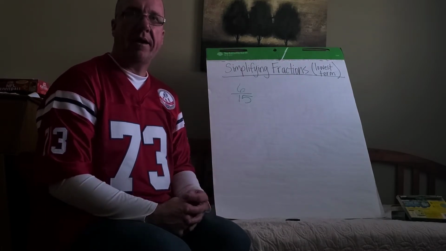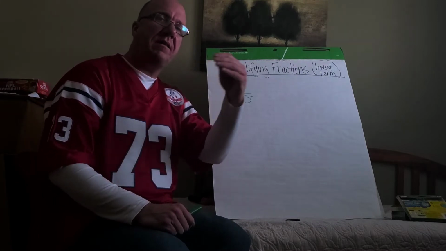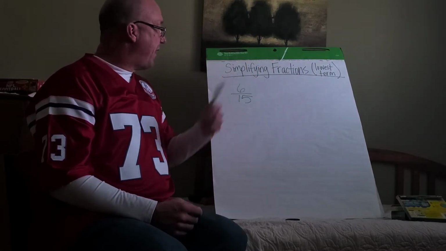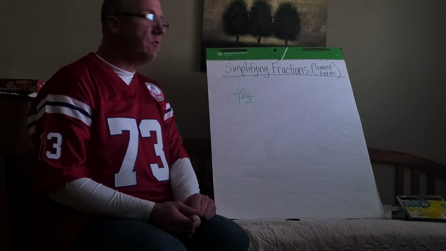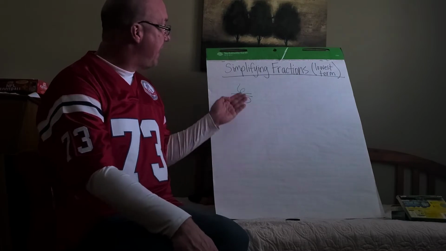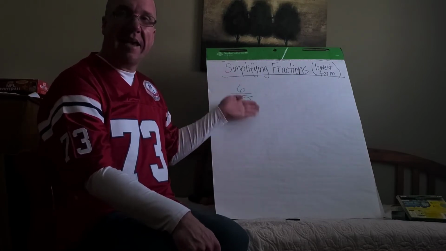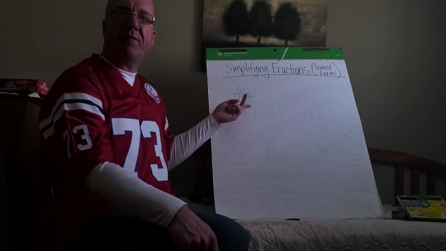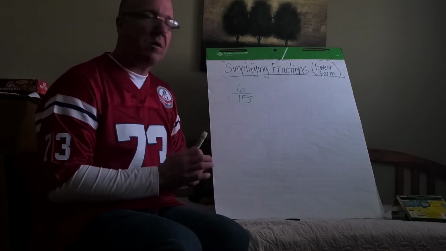Now, when I simplify a fraction, what you always want to remember is that you're going to be dividing. Simplifying means to put it in the simplest terms, make them smaller. What I want to do is find a number that goes into 6 and 15. When I simplify, they have to be divided by the same number. I can't divide 6 by 6 and 15 by 5 and simplify. It doesn't work that way.